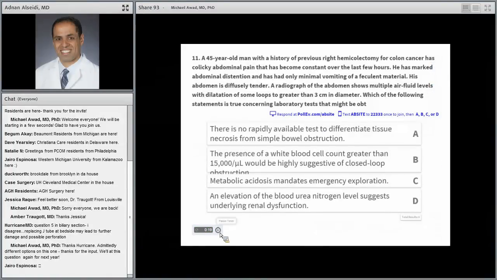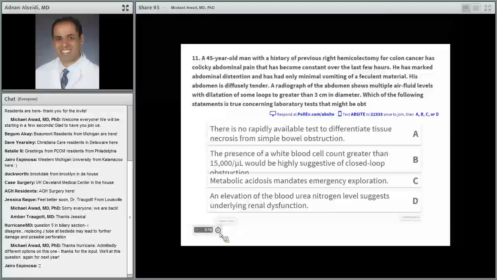Number 11 is actually the same question. However, the last part of the stem is different, which is: which of the following statements is true concerning laboratory tests that may be obtained for such a patient.